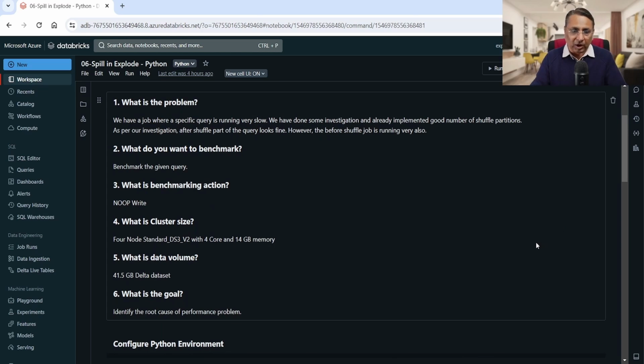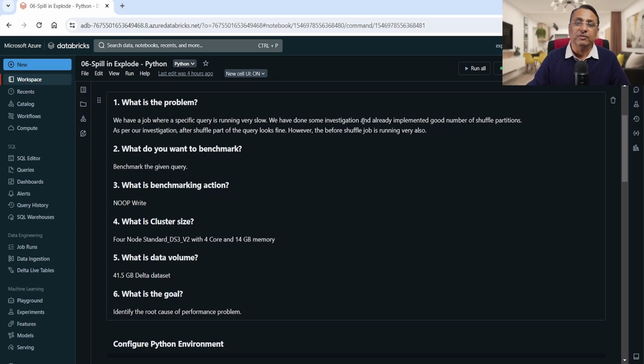So let's start with the problem statement. I have a team. They have built a Spark job. They are running that Spark job in the test cluster and they noticed something unusual or some performance problem and they came back with the problem statement. We have a job where a specific query is running very slow. So they did some analysis and realized that there is one specific query which is running very slow.